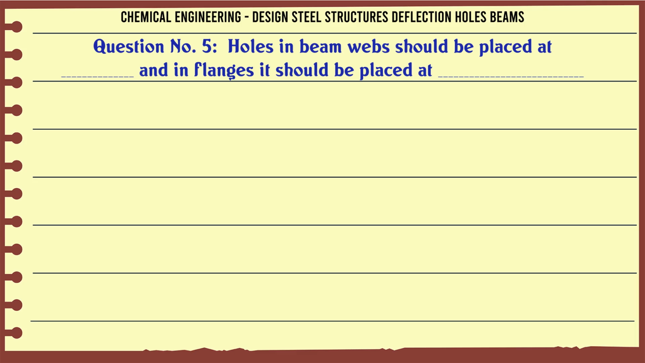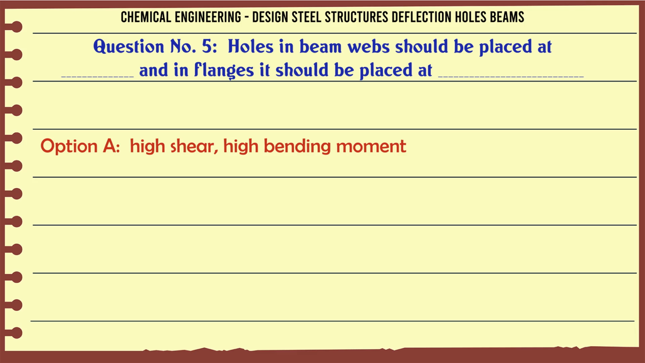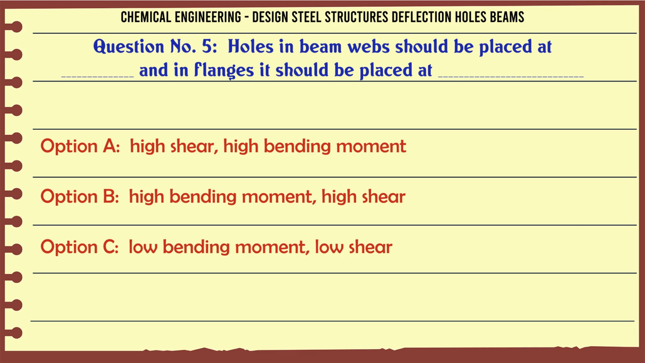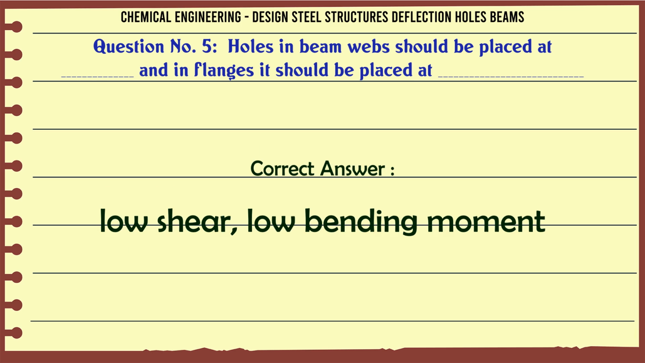Holes in beam webs should be placed at ___ and in flanges it should be placed at ___. A. High shear, high bending moment. B. High bending moment, high shear. C. Low bending moment, low shear. D. Low shear, low bending moment. The correct answer is low shear, low bending moment.